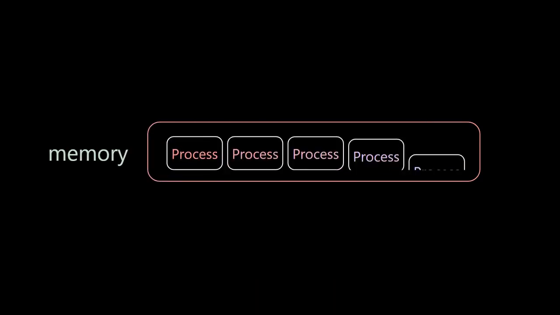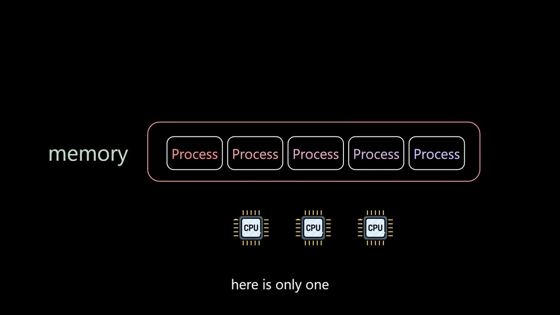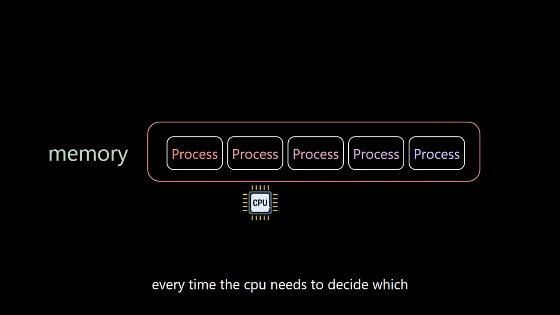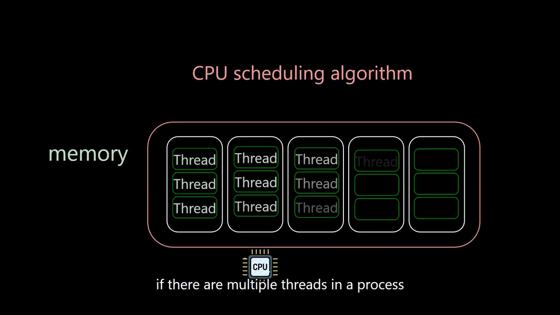In memory, there are usually many processes. There are only a very small number of CPUs. For example, here is only one. Then, every time, the CPU needs to decide which process to run next. This selection job is called the CPU scheduler.